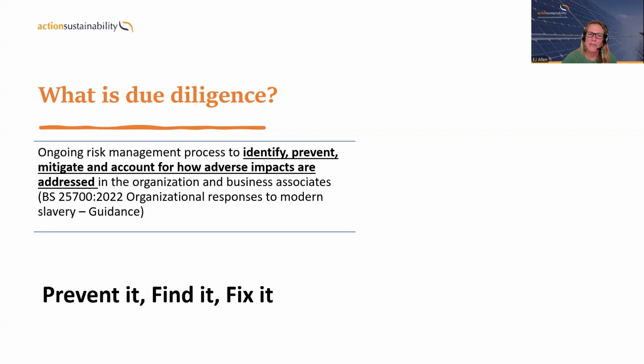It talks about due diligence as being an ongoing risk management process to identify, prevent, mitigate, and account for how adverse impacts are addressed in the organisation and business associates. And this definition aligns with other frameworks like the UN Guiding Principles or OECD. So it's about being really proactive. It's about taking proactive steps to prevent it, find it, and fix it. That's a really nice, short way of saying it.